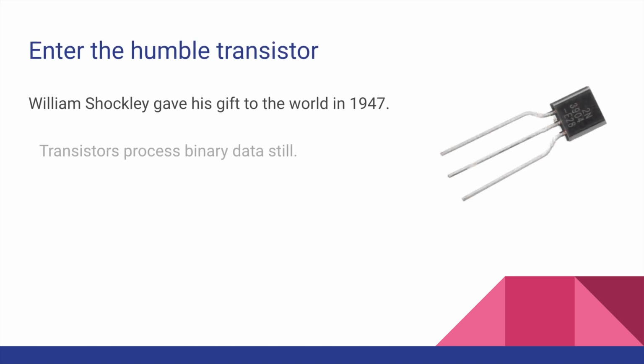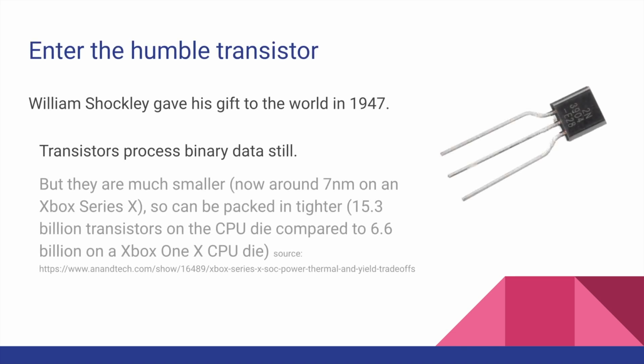Now, if we move forward a couple of years to 1947, William Shockley gave his gift to the world, the transistor. A transistor processes binary data as well. It has two states, charged or discharged. And from that, we get all of our computer processing.